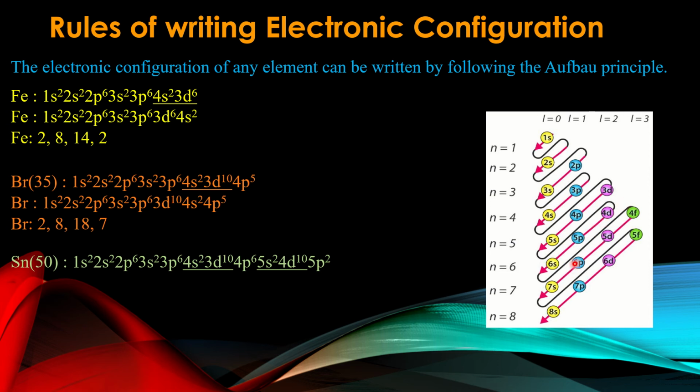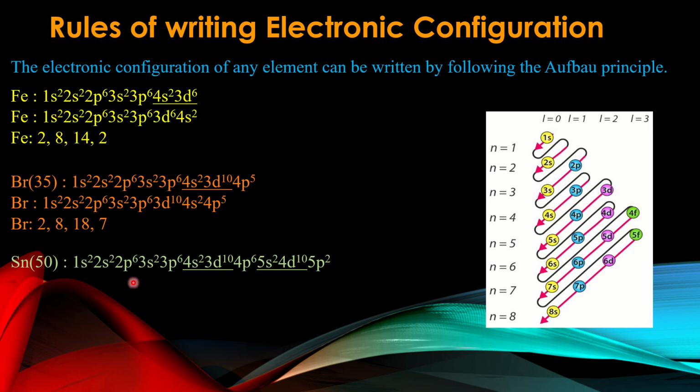5s, then 4d, 5p, 6s. In this way, they will come. So now you will fulfill the subshell by its electrons. 1s2, 2s2, 2p6, 3s2, 3p6, 4s2, 3d10, 4p6, 5s2, 4d10, and up to this 4d10, 48, and the rest 2 electrons will go to 5p2.